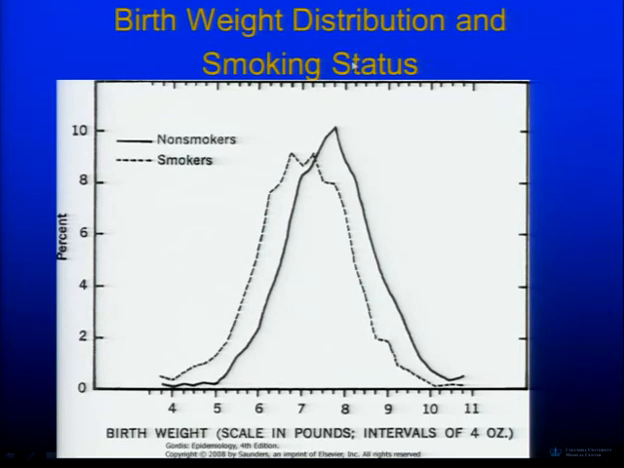So the whole distribution basically goes from this point and shifts over to the left, or to a lower birth weight here. So what is one of the major risk factors for low birth weight?